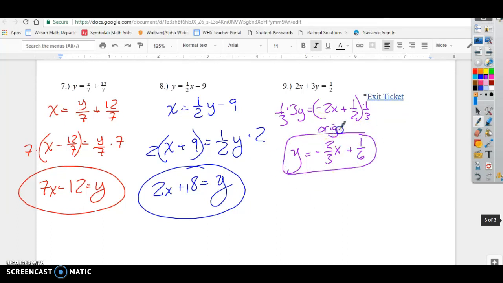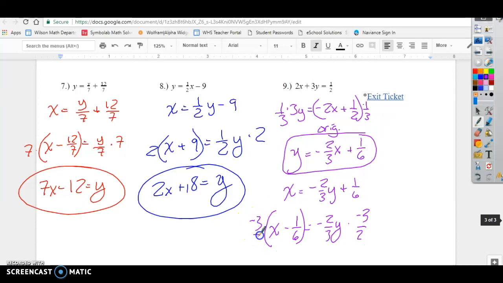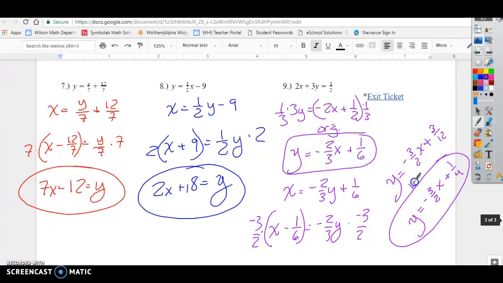Okay, so remember, this is my original. I'm going to switch my x and y, and then I'm going to get y by itself. So this will be x minus 1/6 equals negative 2/3 y. I'm going to multiply by my reciprocal. And this is going to give us our inverse of negative 3 over 2x plus, you're going to get 3 over 12, which will reduce to the following fraction. So this stays as negative 3 over 2x plus 1/4. This is our inverse.